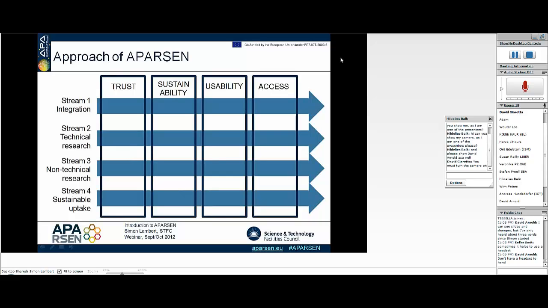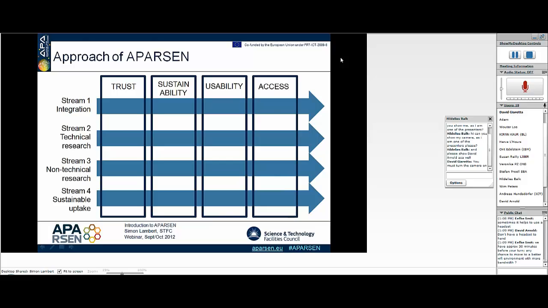This diagram here illustrates the general approach. We have 4 streams of activity running in parallel, so time is from left to right, and the focus changes over time. So in the first year we were concentrating on issues of trust. How do we know that digital materials and repositories are trustworthy over time? In the second year now we're looking at sustainability, and then we'll be looking at usability followed by access.